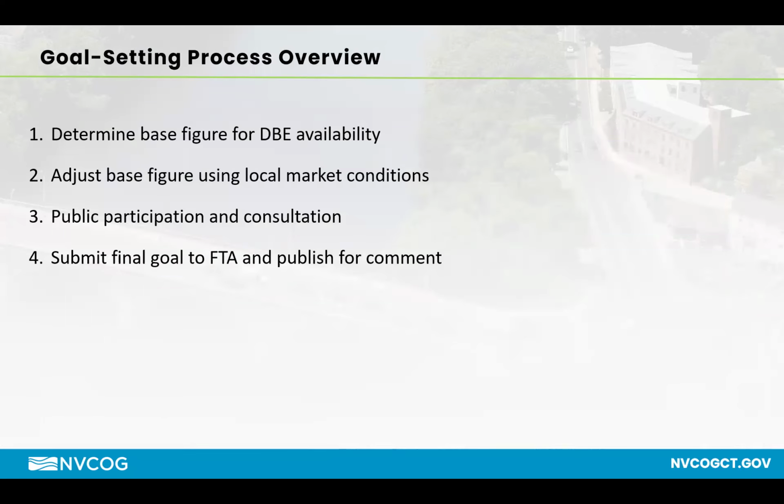So the goal setting process is really 4 steps. The first step is to determine a base figure for DBE availability. So all of the firms that are available, willing, and calculating that base figure. The second step is to adjust that base figure using local market conditions if they are available and relevant. Step 3 is to include public participation and consultation, which is what we are doing here today and what I'm recording here today, and a little bit of the outreach that's happening on the back end. Step 4 is to submit that final goal to FTA and publish it for comments for their review.